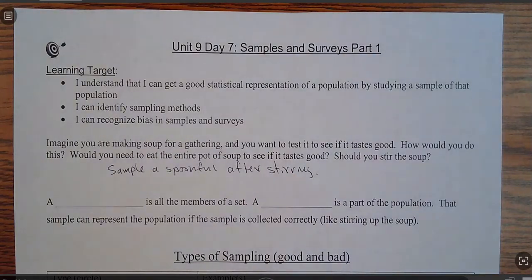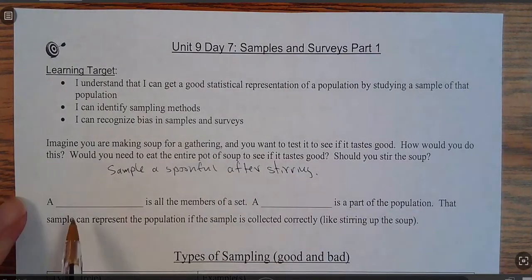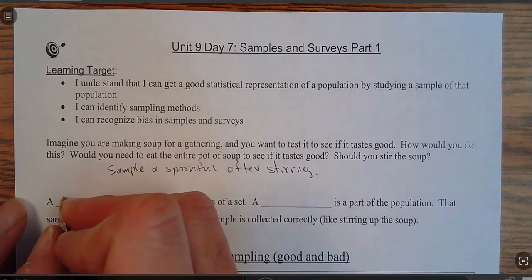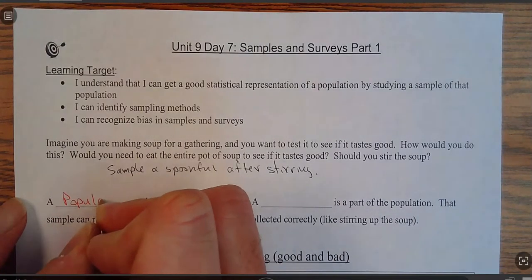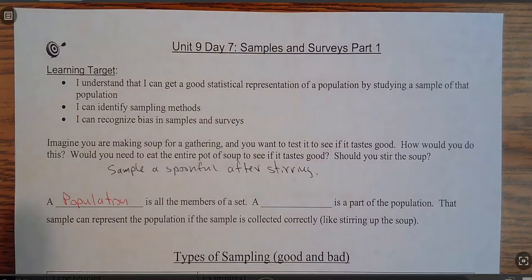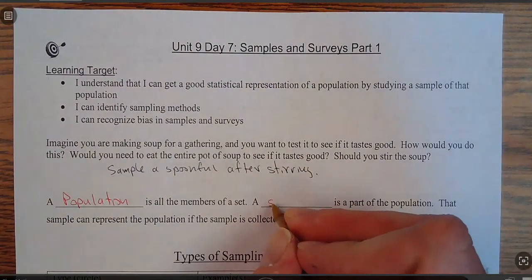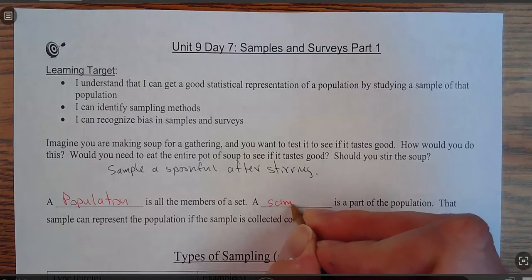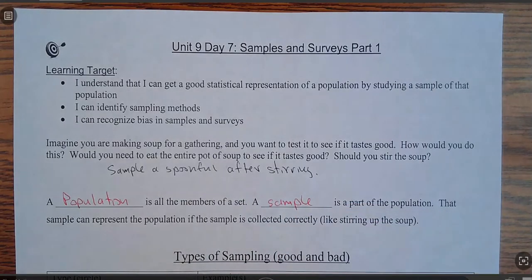So a population is all those members of a set. Okay, so a population. A sample would be a part of the population. So that sample could represent it if the sample is collected correctly. Okay, so if you collect it correctly, it'll represent the population.